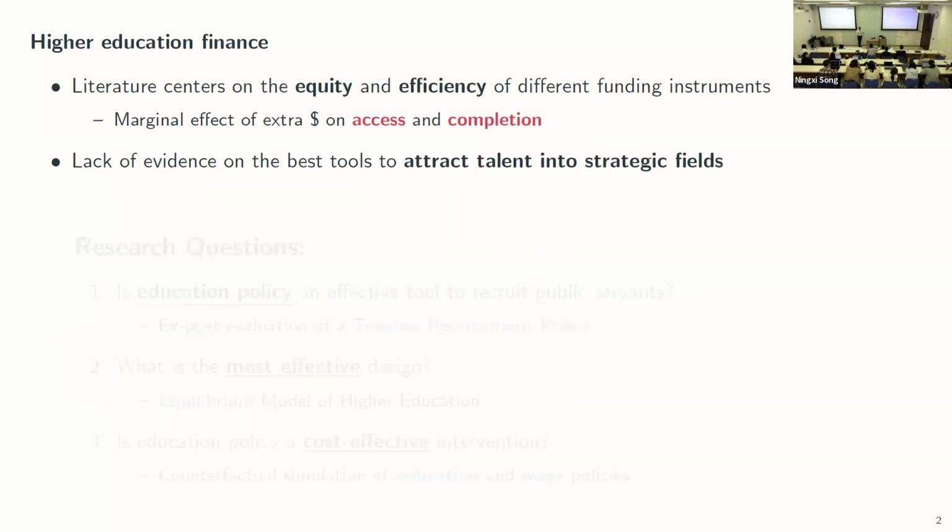If we want to think about how to design these policies and we look at the higher education finance literature, we will tend to see that it's mostly centered on equity and efficiency considerations, such as whether scholarships can improve access and recruitment, and the marginal efficiency of different funding instruments. But there's a lack of evidence on what's the best way to design these policies to attract talent into strategic fields.